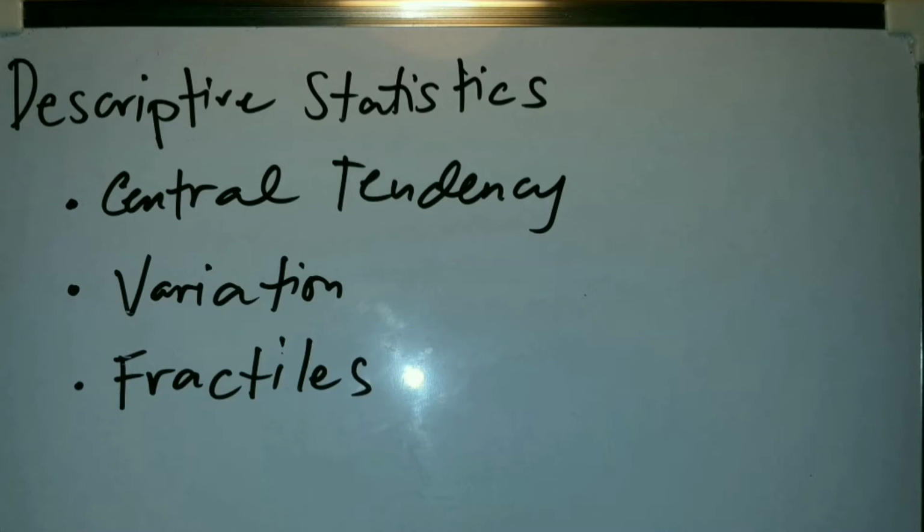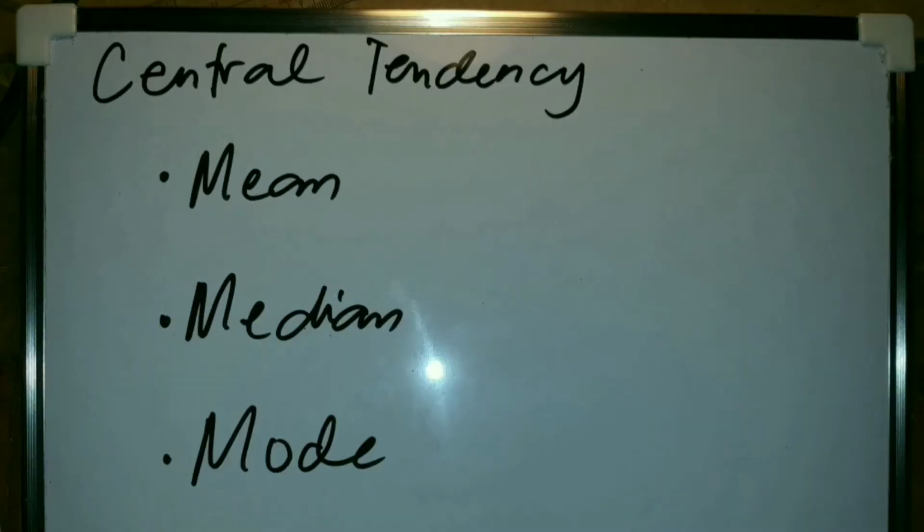Okay, so welcome to the second lecture of Introduction to Statistics for Social Work. For this lecture, we will discuss descriptive statistics. In descriptive statistics, we have central tendency, the variation, and the so-called fractals.